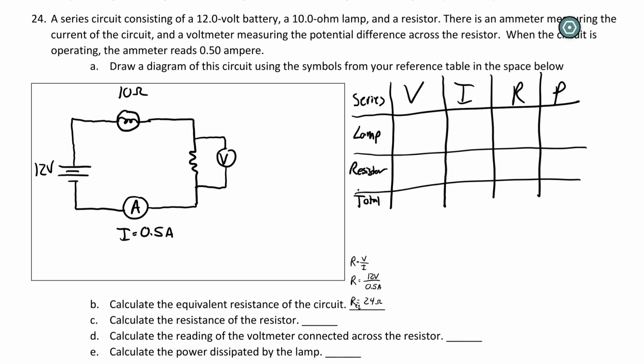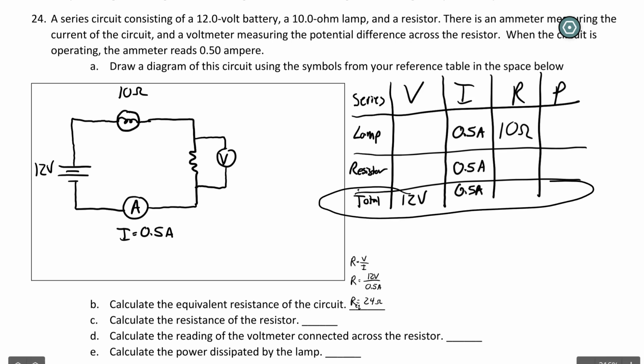So the total voltage is 12 volts. We don't know the voltage drop across each element yet, but we do know the current is 0.5 amps. Where am I going to put that? I put that everywhere because it's a series circuit. So that's super useful to know. And then the resistance of the lamp is 10 ohms. We don't know... well, we just found the equivalent resistance. So see how we have two things in this row? Well, we know that we could use Ohm's law to find the other thing, and we did. We said it was 24 ohms.